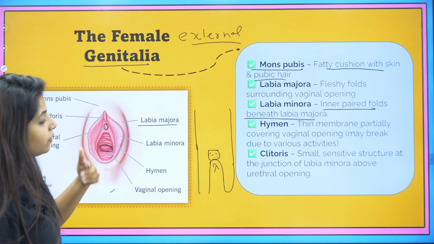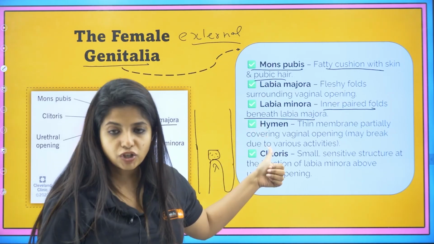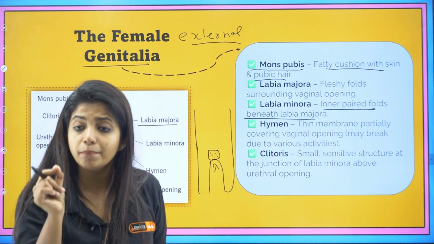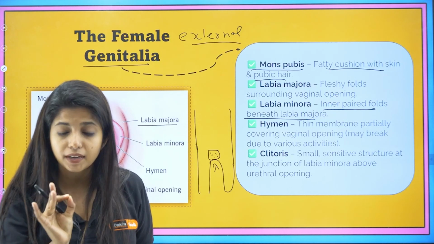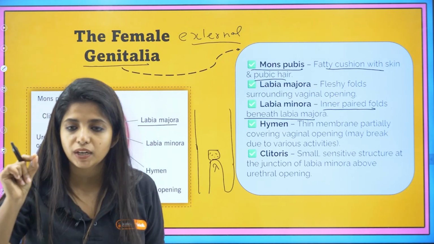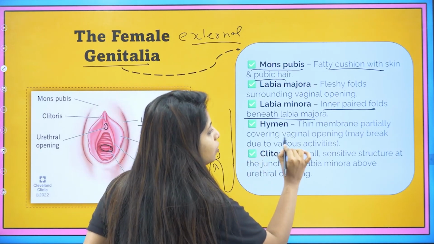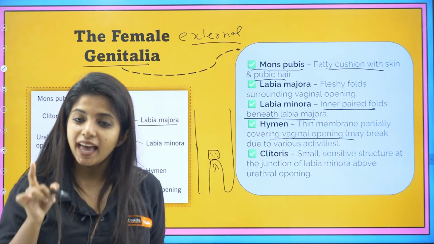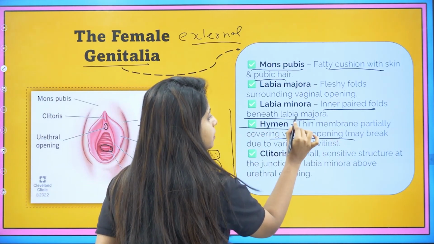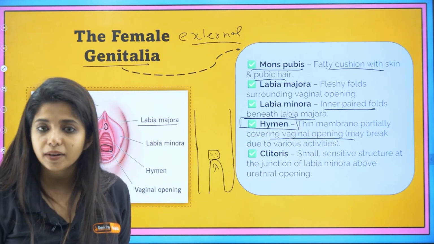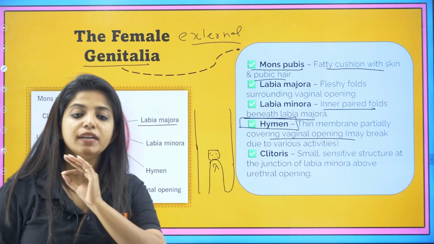Now, if you go ahead within the vagina, my dear children, the vagina usually has a thin membranous layer. Remember, it is what? Thin. It is a thin membranous layer, which partially covers the vaginal opening. And this is known as hymen, and hymen can be easily torn.